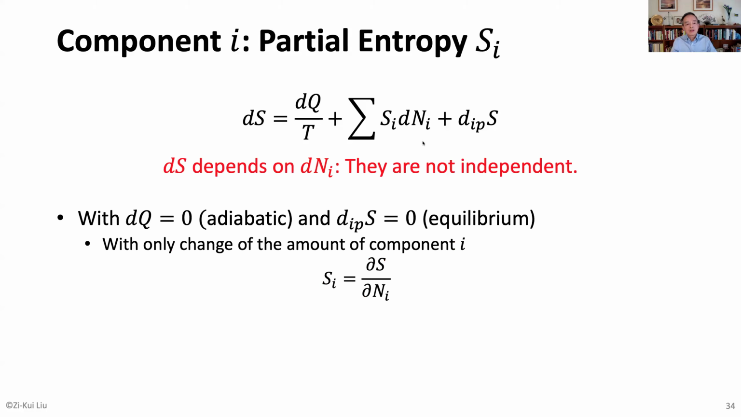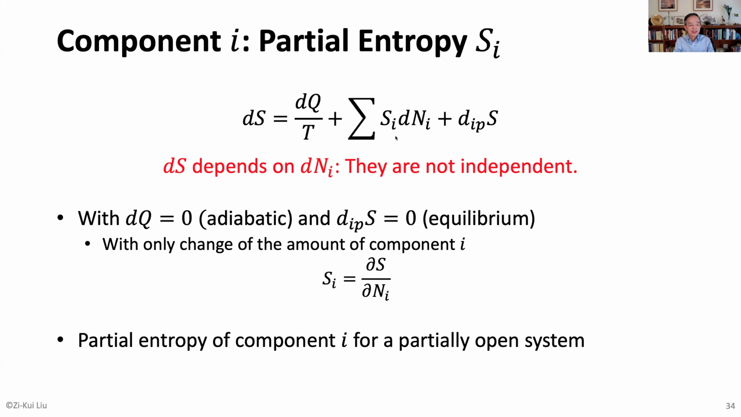So look at this equation. If the system is an adiabatic system, that means no heat exchange. And if it's at equilibrium, there will be no internal processes. So if we add dn_i only, component i only, then we get the entropy derivative with respect to n_i given by S_i. We know that whenever you take a derivative, we call it partial. So this is the partial entropy of component i for a partially open system, because other components are not exchanging between the system and the surroundings.